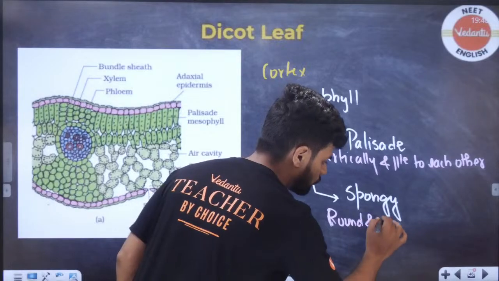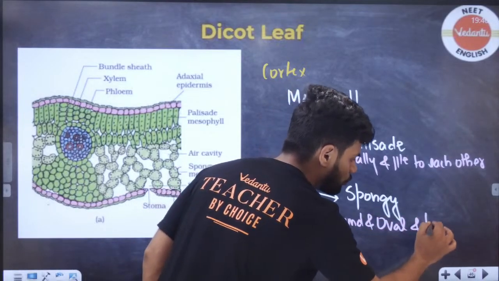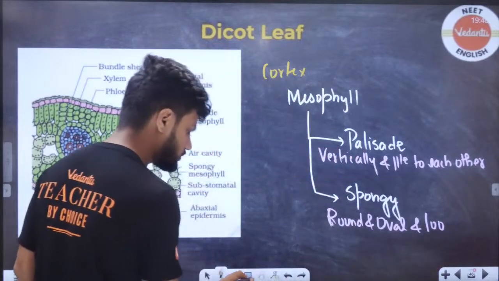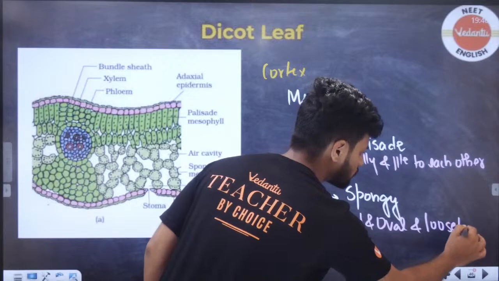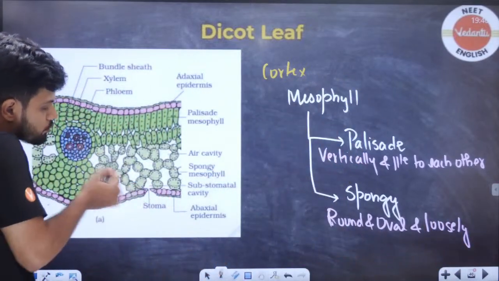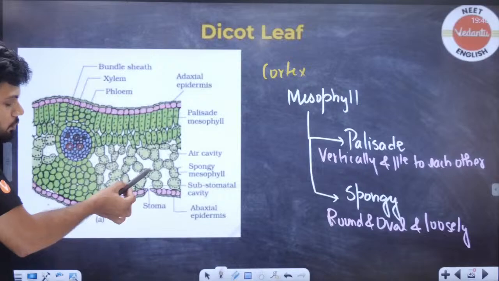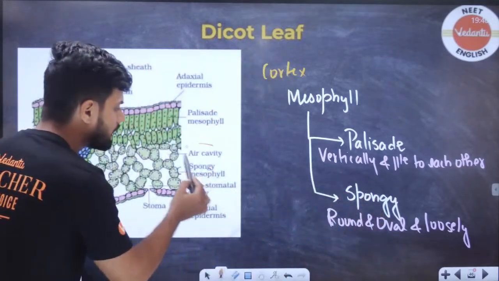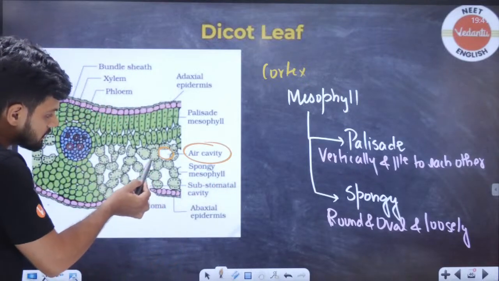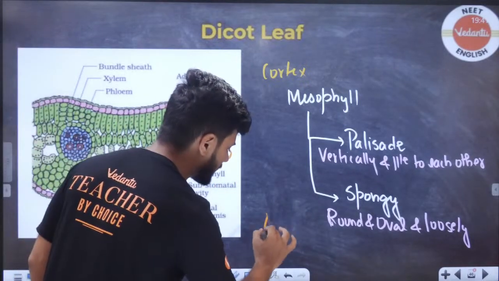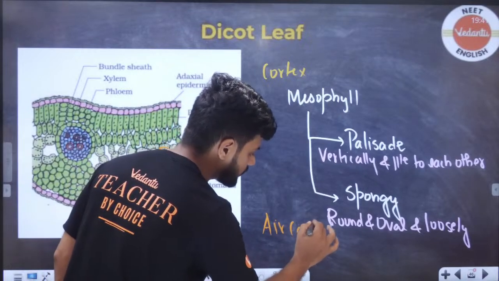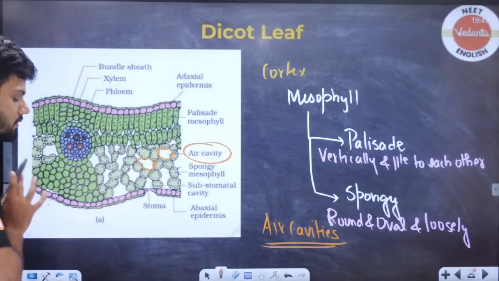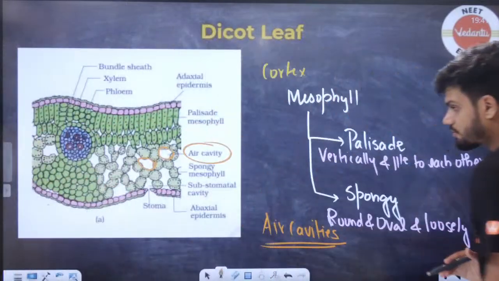Round and oval. And also it is very loosely arranged. Can you see here? It is completely loosely arranged, the entire thing. And because of the loose arrangement, there is something called air cavities. Air cavities are present here.